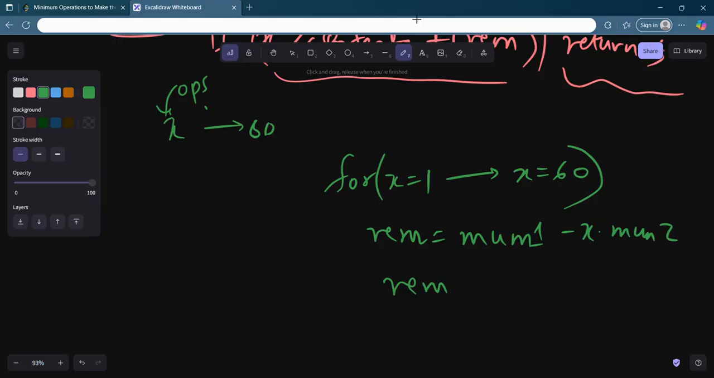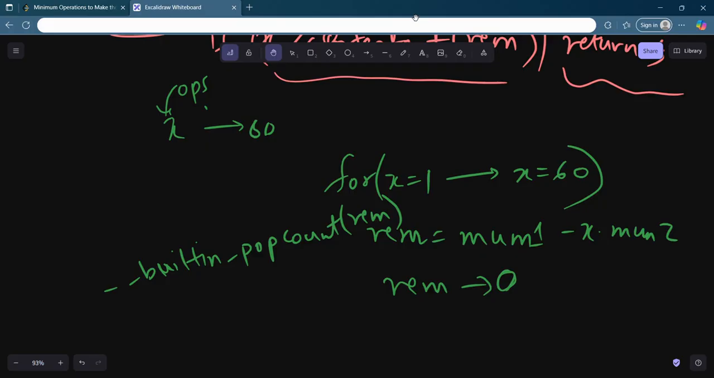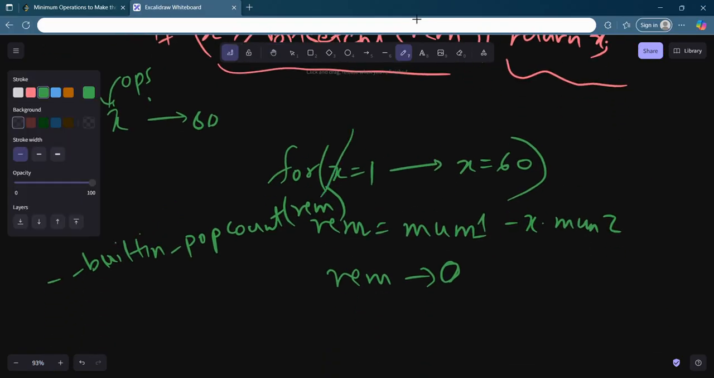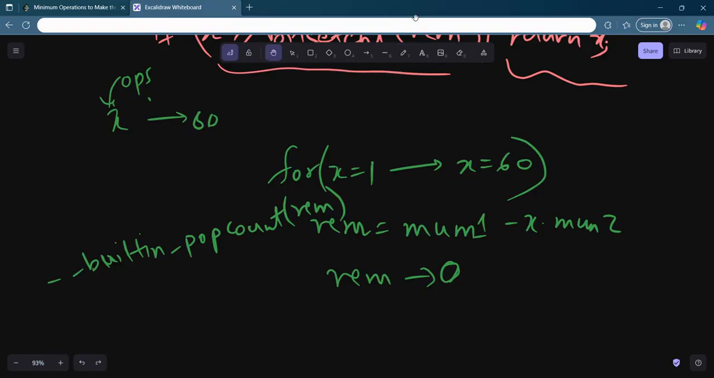You just calculate this remaining, and you need to reduce this remaining to 0. There is a function known as built-in pop count. It gives you the number of ones in the binary representation of a number. So what you will do is built-in pop count of remaining.